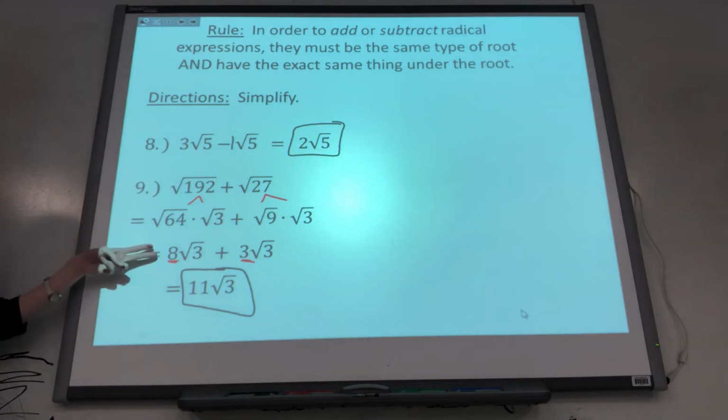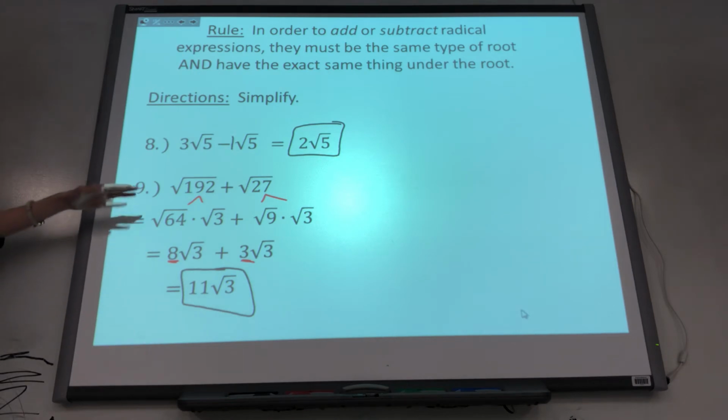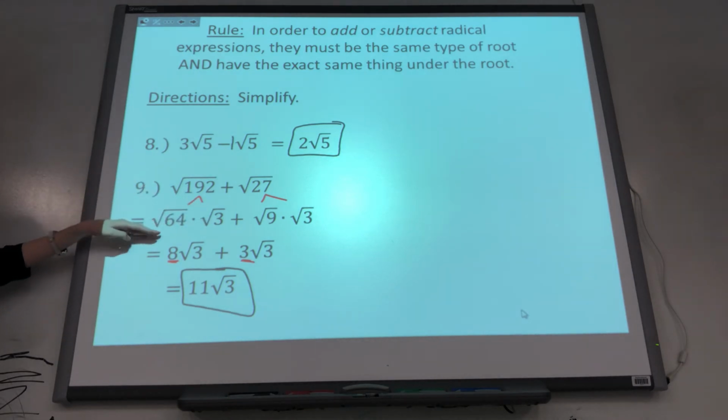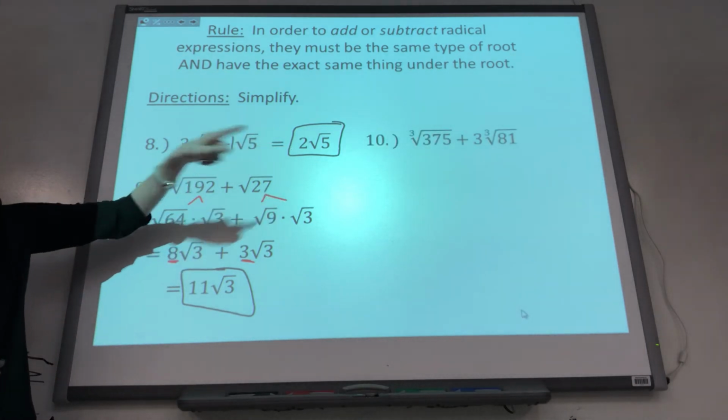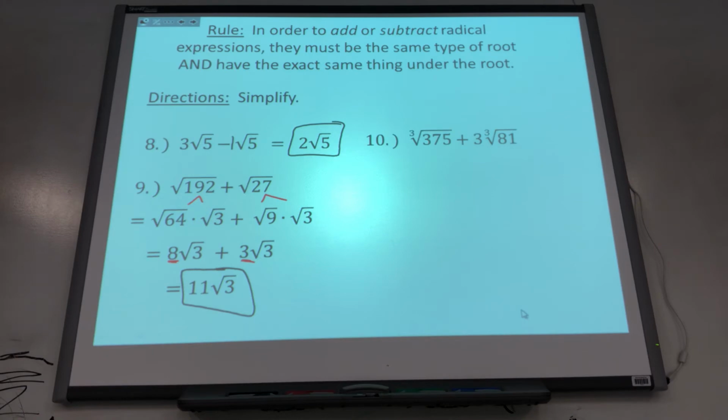Even if they don't end up being like terms, you still want to do this part where you break them apart, because the directions just said simplify. So you want to go as far as you can. Okie doke. I think I've got number 10 over there. And if you're trying to think about the room on your cheat sheet right now, number 12. I think I'm going to do 12 today, and that will be it.